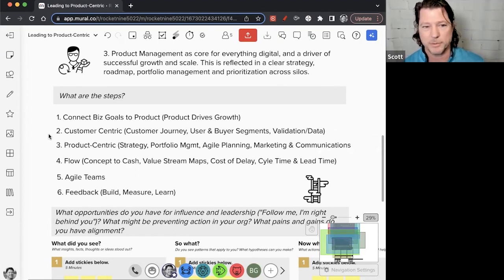So that's a very fast glance. There's more details in the links below, but I'll pause there for a moment and ask, any comments or questions about either what does it mean to be product centric, or how do you do it? How do you get there?